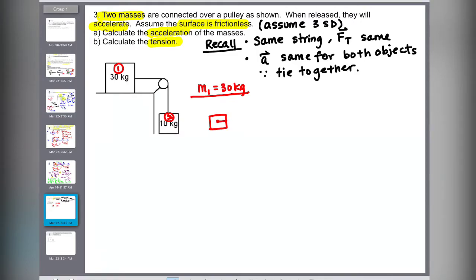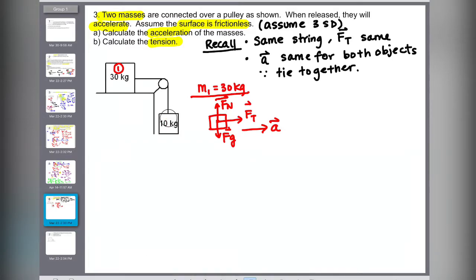So this object has a string that is pulling to the right, and the FT is what is pulling it. And because there's only one string, I don't have to say FT1, FT2 or whatever. I just have one FT. It's sitting on a surface, and force of gravity is pulling it down, and force of normal is pulling it upwards. The direction of acceleration is towards the right-hand side. Please have common sense, right? If the object is hanging on the side, you know that the object is going to be traveling towards the right and down.